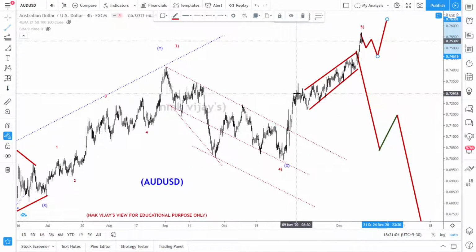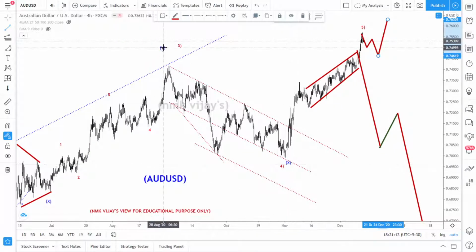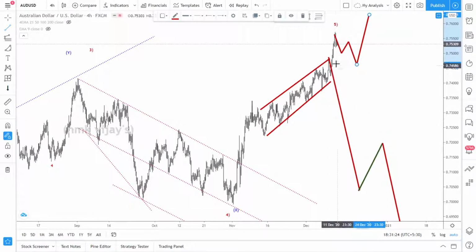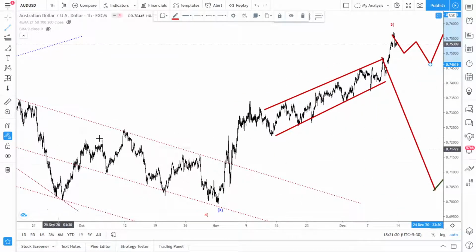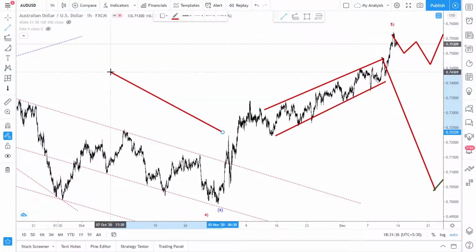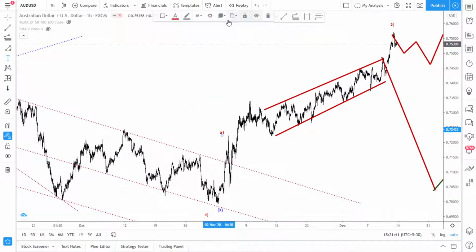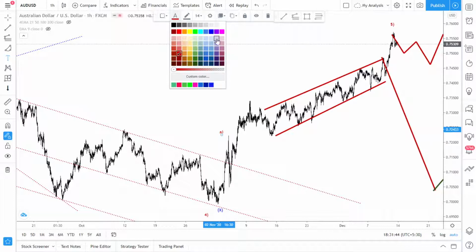That time this could be a 1, 2, 3, 4 and 5, or this could be an ending diagonal, because I took this as Y, X, A, B, C. Here is a 1, 2, 3, 4 and 5. For me it is completed here, but I will explain in the 1 hour. See, this could be an A, we'll make it blue.